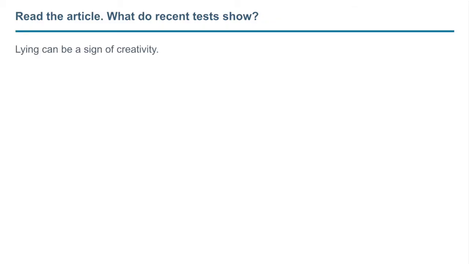So, lying can be a sign of creativity. This is the main summary of the article. When we lie, we're being creative, really. So is it such a bad thing? It's a bit controversial, I would say.